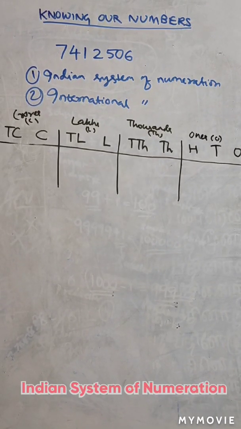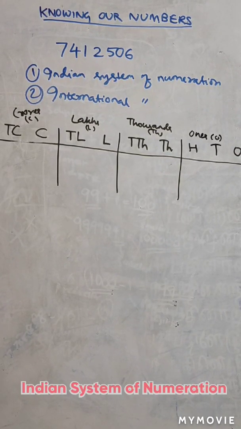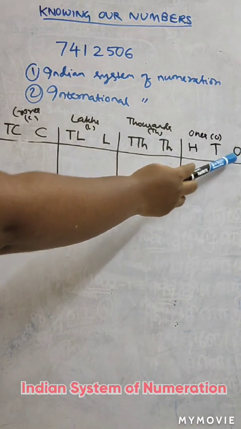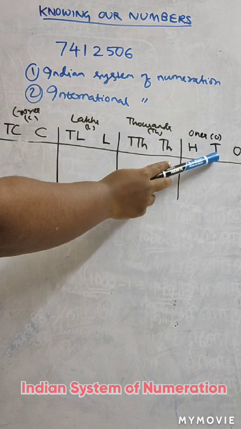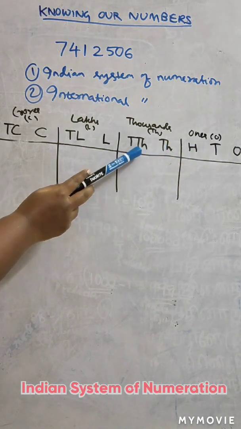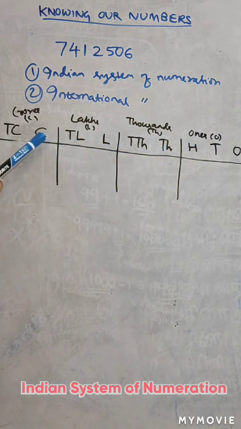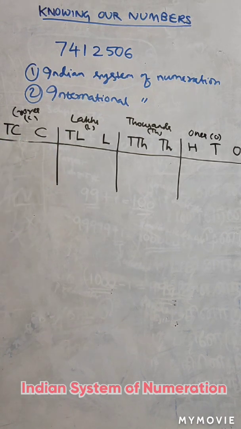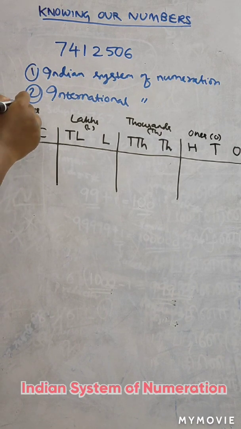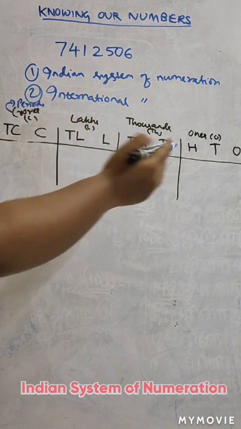Now to understand the Indian system of numeration you have to know certain terms. So you see some letters here. O is ones, then tens, hundreds, thousand, 10,000, lakh, 10 lakh, crore and 10 crore. So these are the different terms that you will be using. These are placed under certain groups which are known as the periods.